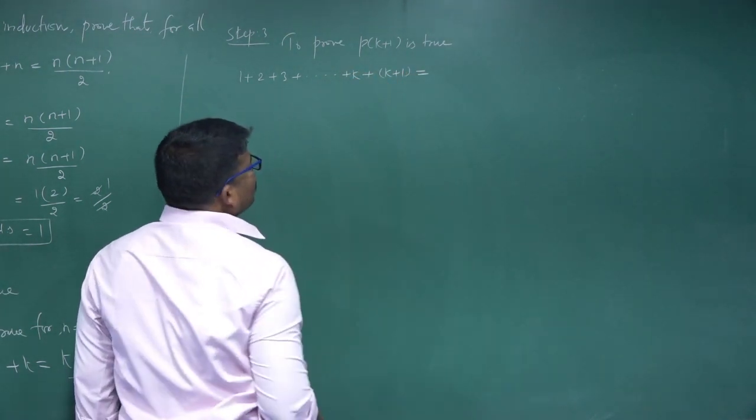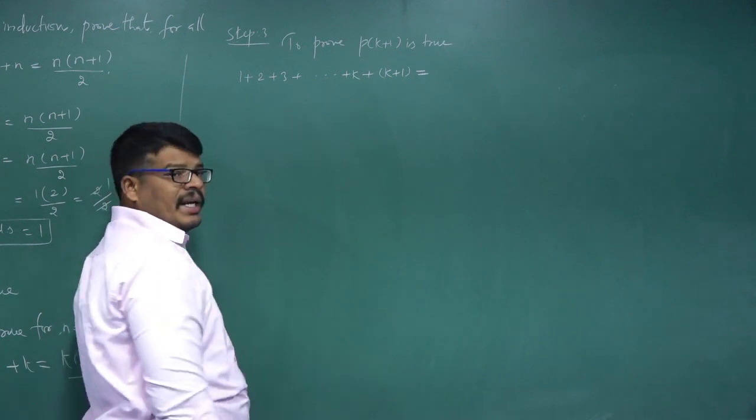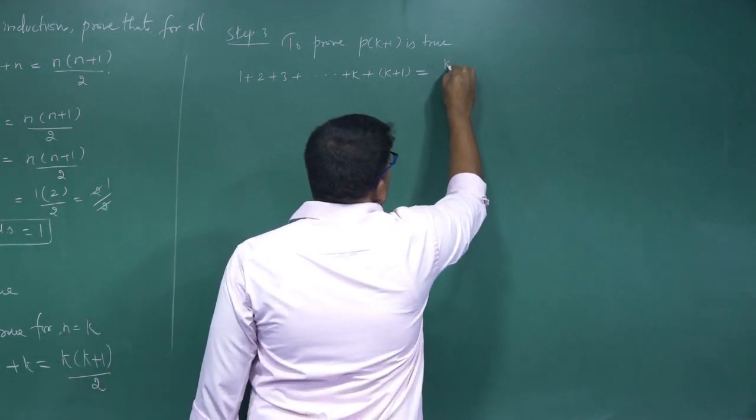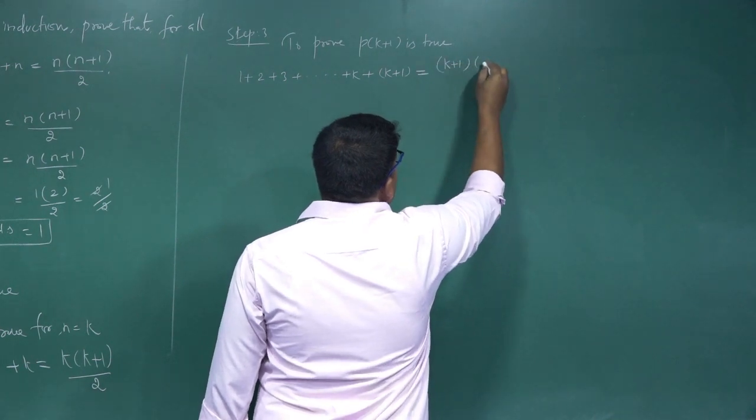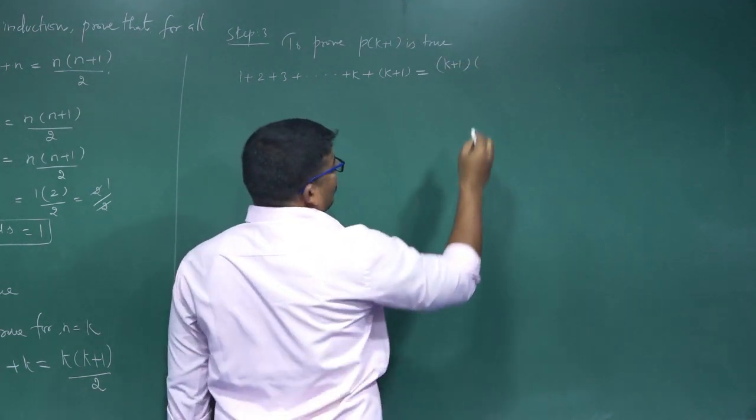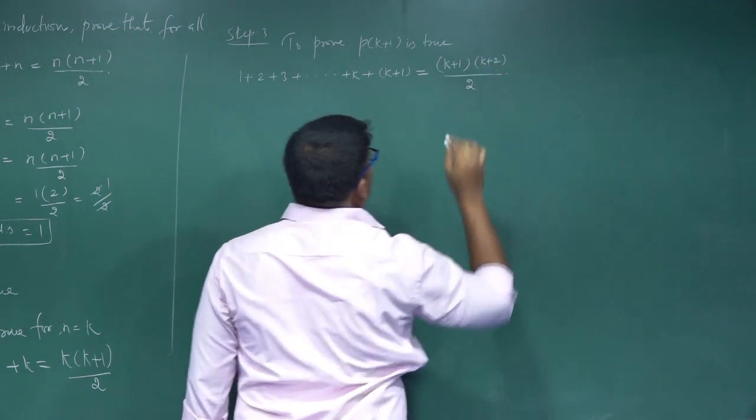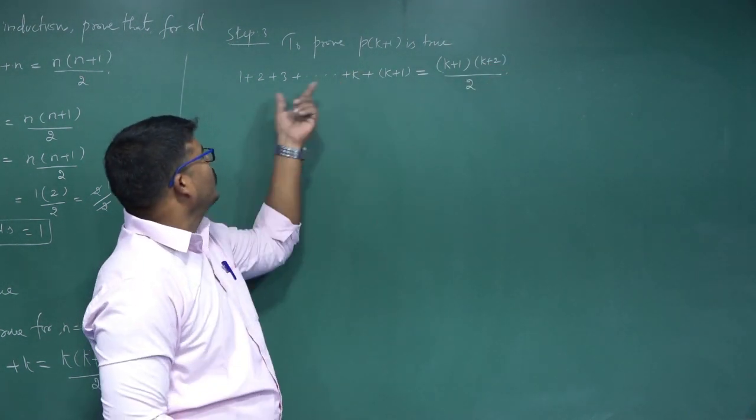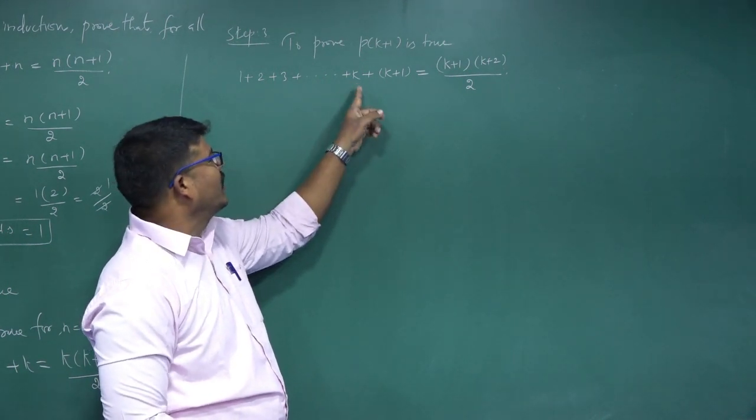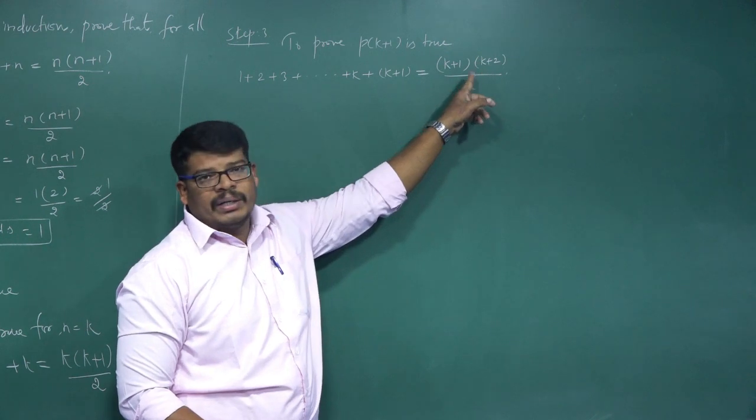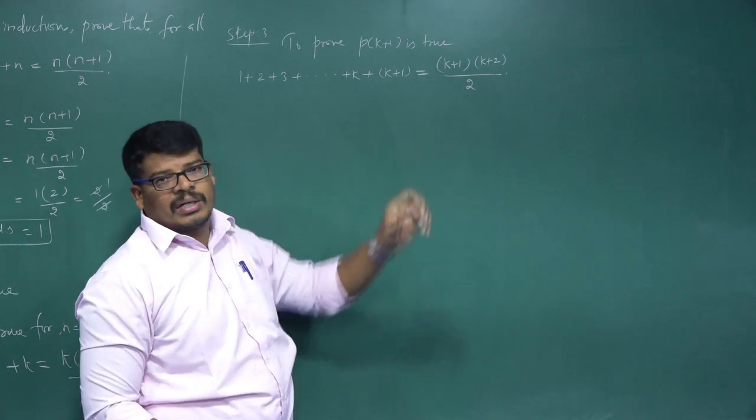That is P of k plus 1 equal to n into n plus 1 by 2, where here the n value is k plus 1. So k plus 1 into k plus 1 plus 1, which is k plus 2, by 2. This P of k plus 1 is 1 plus 2 plus 3 and so on, plus k plus 1 equal to k plus 1 into k plus 2 by 2. We have to prove LHS equal to RHS.